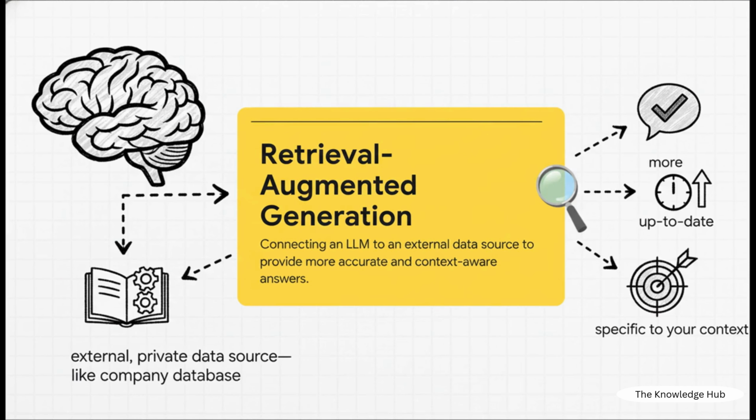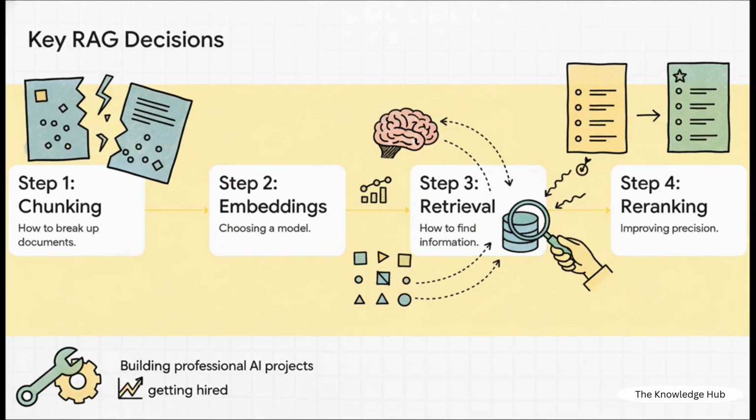In the simplest terms, it's how you let an LLM talk to your own private data, like a company's internal documents. By doing this, the model can give answers that are way more accurate, they're up to date, and they're specific to your situation. Now this is what I really love, because this is where you show your engineering chops. A real production RAG system isn't just about plugging in a database.